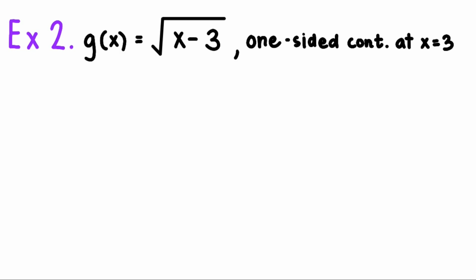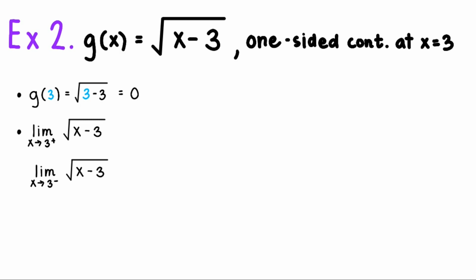Okay, good. So let's try this one out. We just check the three conditions again. So checking g of 3, the first condition. We simply plug in 3 in this one. So we'll have the square root of 3 minus 3, or when simplified, the square root of 0, or 0. Next, we check the one-sided limits, starting with the limit from the right, then the left.